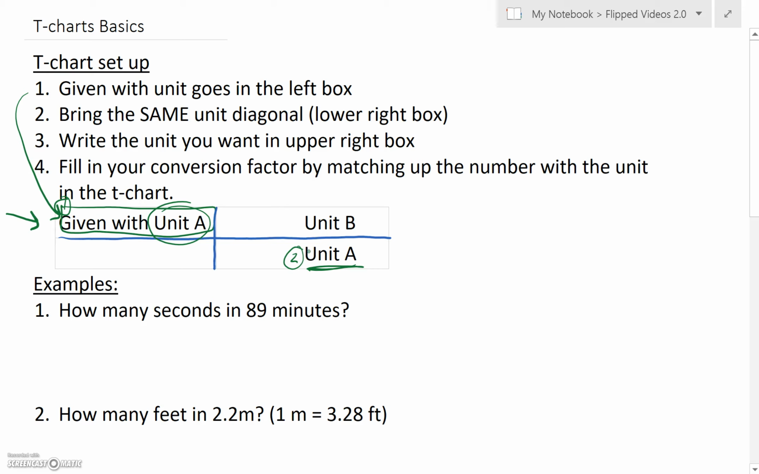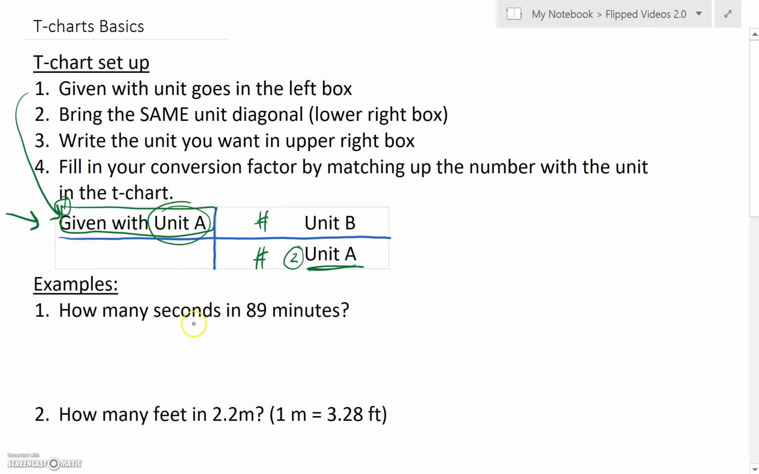And then lastly, whatever unit you want to convert to is going to be unit B, and that will be up at the top. Then some number will go in front of each unit, and I'll show you how to calculate that, but first let's just work on the basic T-chart setup. So let's start with an example of how to set this up. I'm going to start with my given and my unknown, because that will help us figure out what our units and our T-chart will look like.